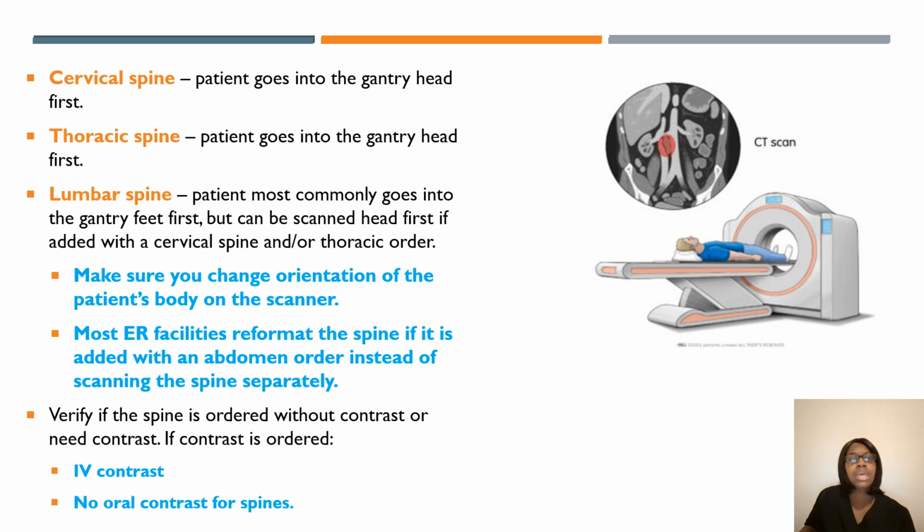So if you do have to scan a patient head first for a lumbar spine, it's mainly because the patient may have a thoracic spine order with it, or it may be a patient that's in the ER and you want to just knock out the CT and L spine altogether instead of having the patient hop up and go back on the table feet first. You can just change the orientation of the body on the machine. Just make sure you do that, or your images will come out flipped. So you're going to have to rescan the scalp or rescout it.